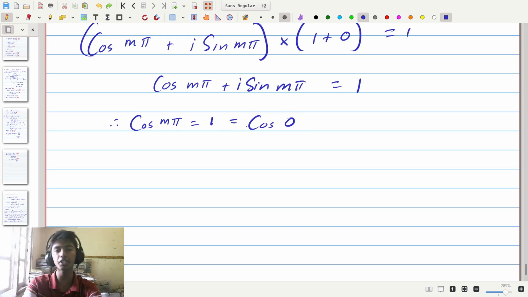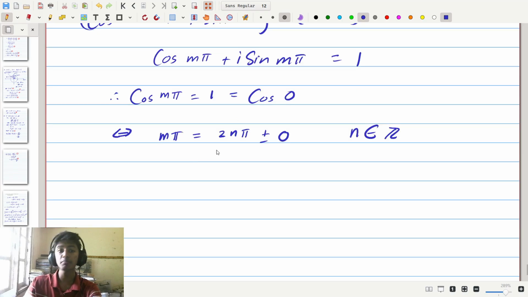Now, with this kind of relationship, we know that if the cosine of one angle is equal to the cosine of another angle, this only happens if the first angle is equal to 2n pi plus or minus the second angle, so plus or minus 0, where this n here is some element of the integers. So from this we can see that m pi must be equal to 2n pi plus or minus 0, which then means that m pi must be equal to 2n pi, where n is an element of the integers.